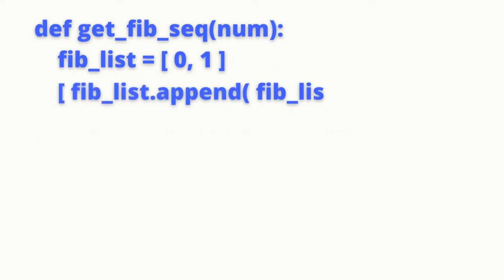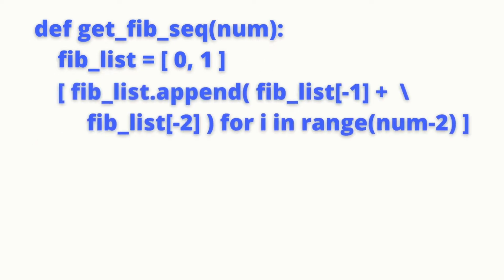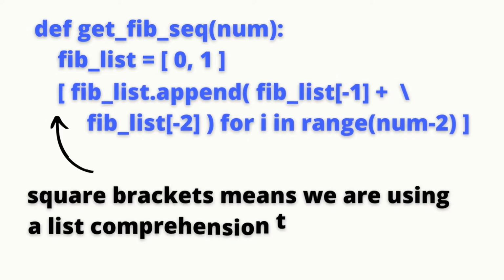We'll be using a list comprehension to build the Fibonacci sequence. Python has list comprehensions as a compact and easy way to build lists. The square brackets wrapping the code is a syntax for building a list comprehension.